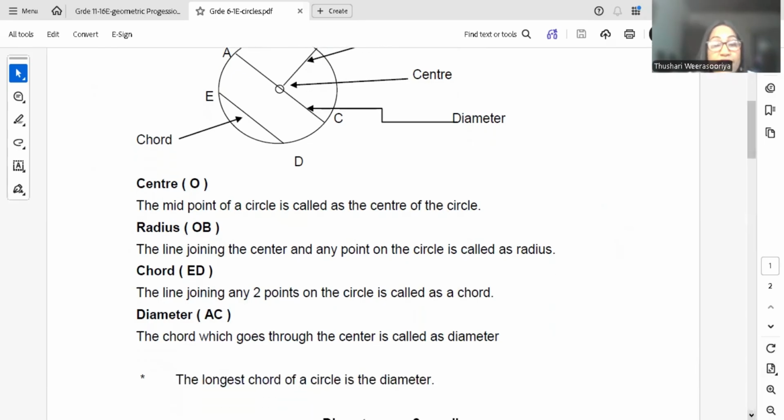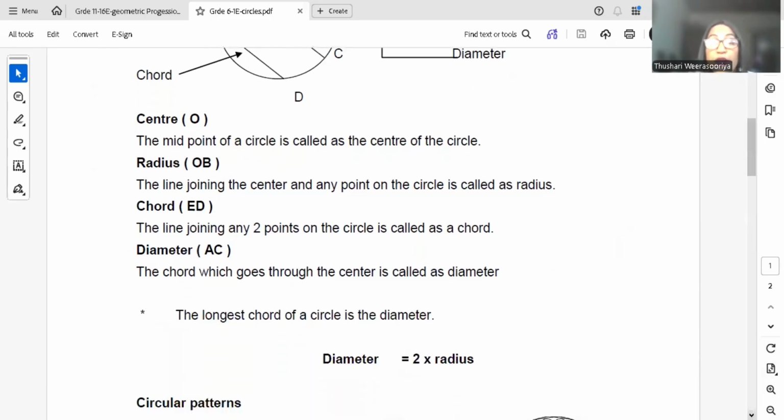And the next part, diameter equals 2 times radius. If the radius is 5 centimeters, what's the length of the diameter? That is 10 centimeters. If the diameter is 20, the radius is half of that. That is 10. The relation between the diameter and the radius is: diameter equals 2 times the radius.